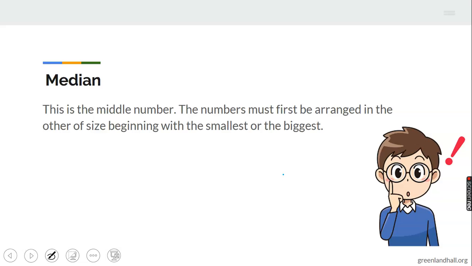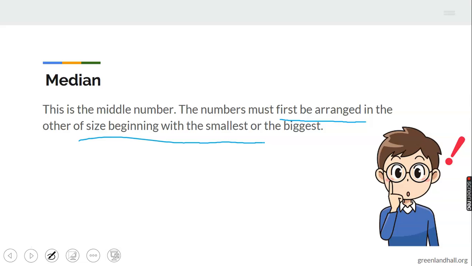However, you must note this. You must first arrange the numbers. Is that clear? You must learn to rearrange the numbers in order of size, beginning with the smallest or from the biggest to the smallest, whichever way you want to arrange it. Then when you arrange it, you now divide the numbers into 2 equal parts. If there's a middle number, you are good.